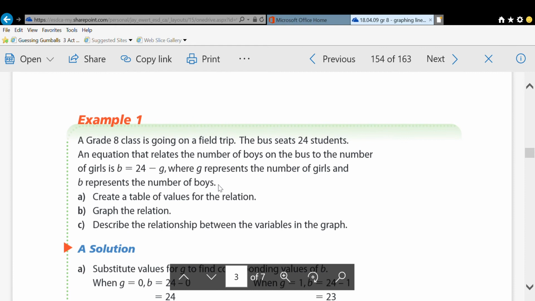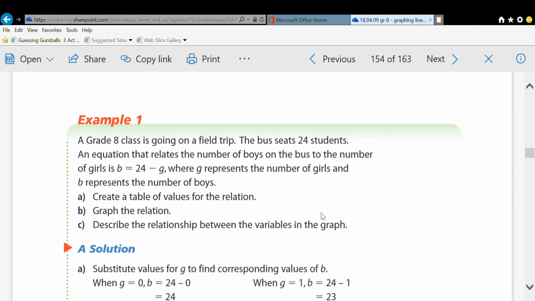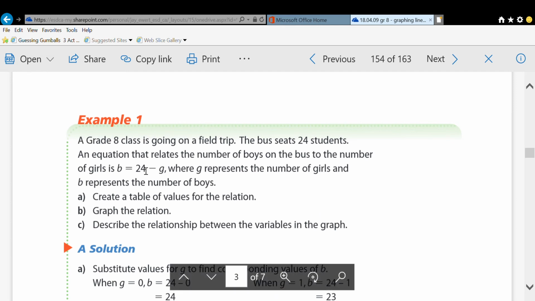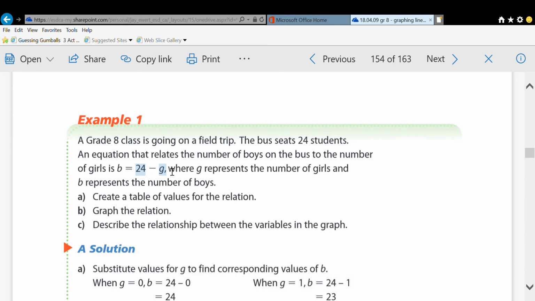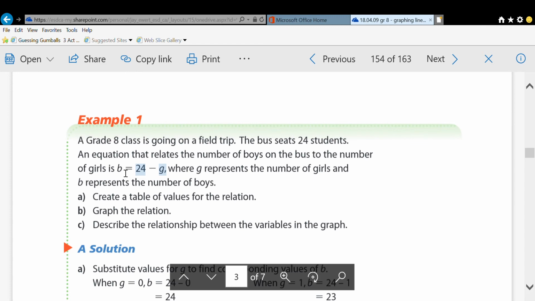So let's go to another example. Grade 8's going on a field trip. The bus has 24 students. If I want to know how many boys there are, I can just do this. I could say 24 students minus however many girls. Then I'd know how many boys. So G equals girls, B boys. How many boys are there? There's 24 total students minus the girls.